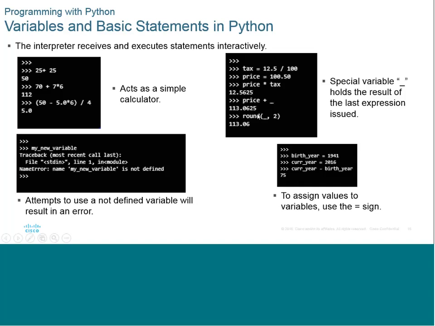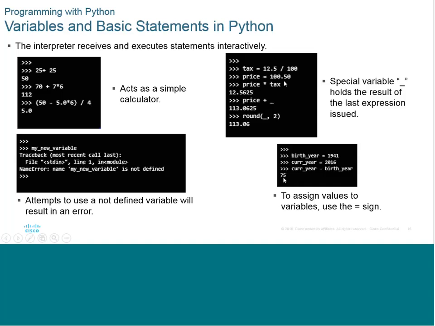To assign values to variables, use the equal to sign. Birth year is equal to 1941. Current year is equal to 2016. Age is current year minus birth year.